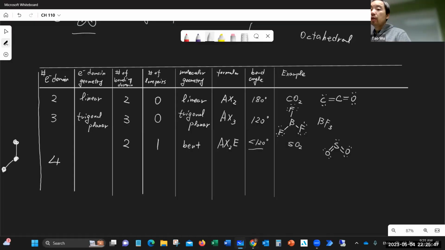So we can use a wedge and a dash to draw the 3D structures. This is a wedge. A wedge means it is sticking out. The dash means it is sticking in. So the wedge and dash structure will look like this for the tetrahedral. If we have 4 electron domains, that's a tetrahedral.